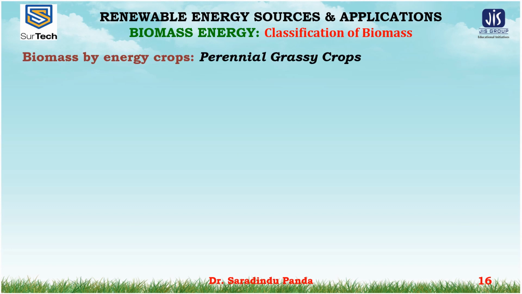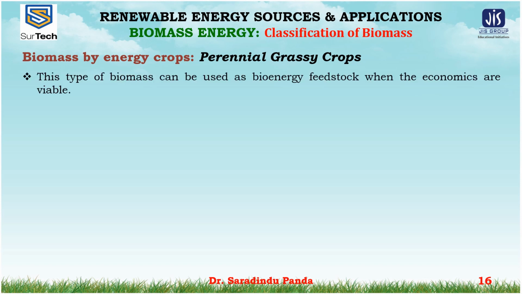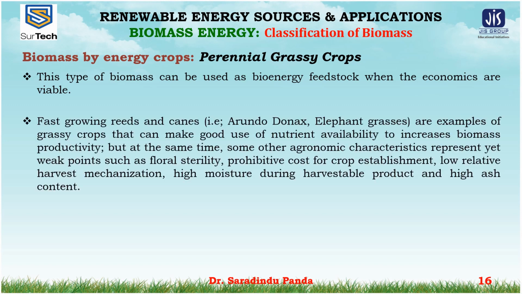Biomass by energy crops, the second type of crops is the perennial grassy crops. This type of biomass can be used as a bioenergy feedstock when the economics are viable. Fast growing reeds and canes, that is Arundo donax, and elephant grasses, are examples of grassy crops that can make good use of nutrient availability to increase biomass productivity.